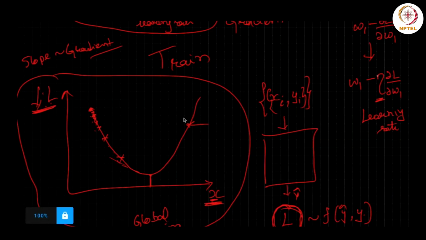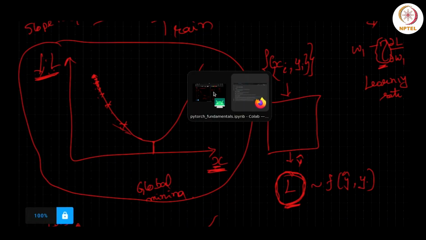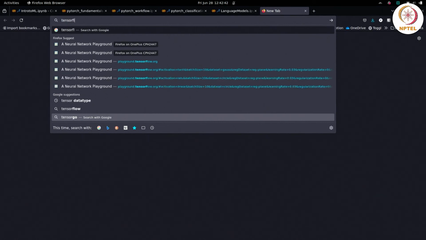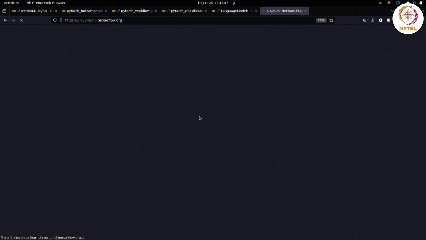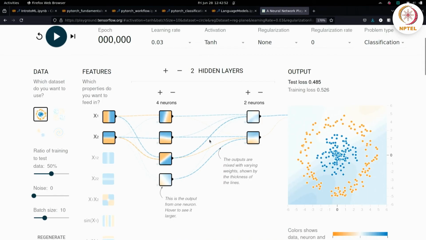So again, eta is a hyperparameter. There is no one value for eta. You will have to adjust it based on your network and how it's behaving. It's a hyperparameter, right? So one way to visualize this is something called TensorFlow Playground, where all of these concepts could be visualized to give you a better understanding of how they function.